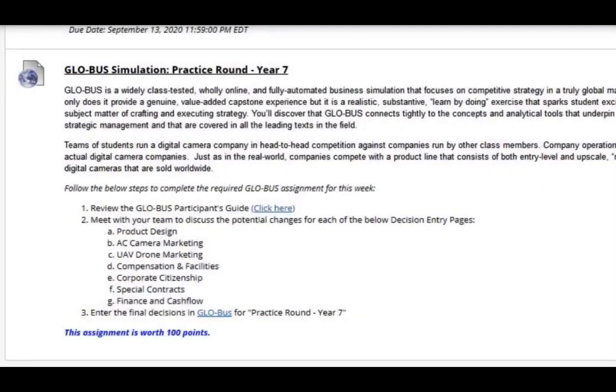Lastly, we have the practice round year 7 within Globus. Clearly, you should be familiar with Globus by now. You should know what's going on. You also should realize what you should be doing this year for the year 7 practice round. Now let's take a look at Globus and see what happened in year 6.